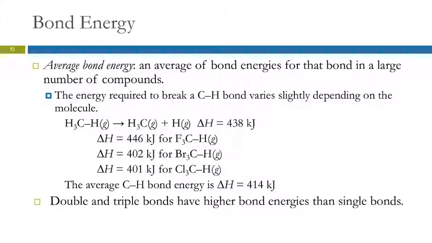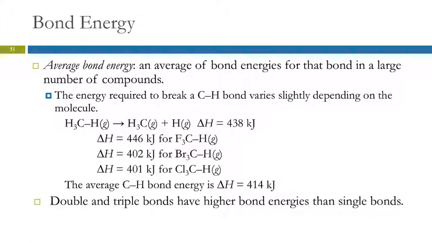And it's an average, because let's look at this carbon-hydrogen bond. The amount of energy needed to break a carbon-hydrogen bond depends on what molecule that bond is in. If that's in methane, it's going to take 438 kilojoules to break. If that carbon-hydrogen bond is in this molecule, trifluoromethane, it's going to take 446 kilojoules. Tribromomethane, 402, and trichloromethane, 401.